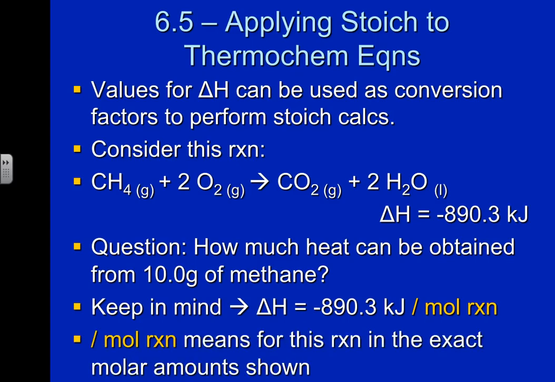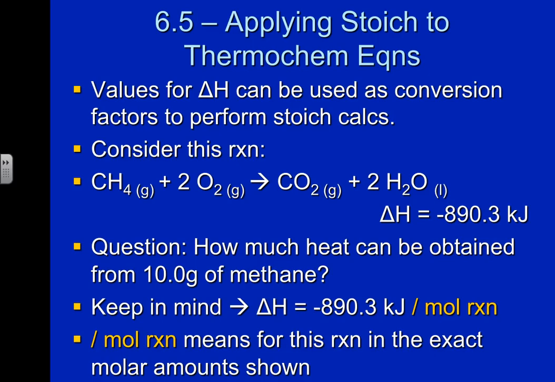What it means is that for this reaction, in these exact molar amounts, we will produce negative 890.3. So if we have exactly 1 mole of methane, 2 moles of oxygen, 1 mole of carbon dioxide, and 2 moles of water, we make negative 890.3. However, if you start changing any of those amounts, you do not necessarily make negative 890.3.